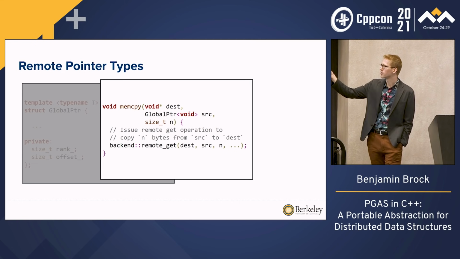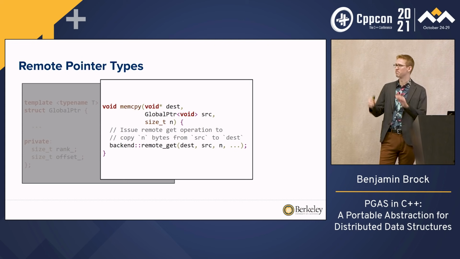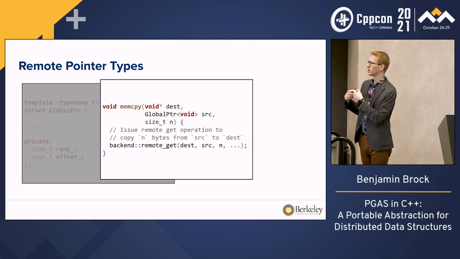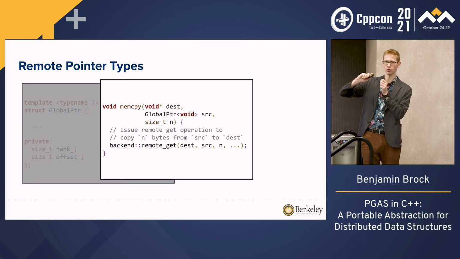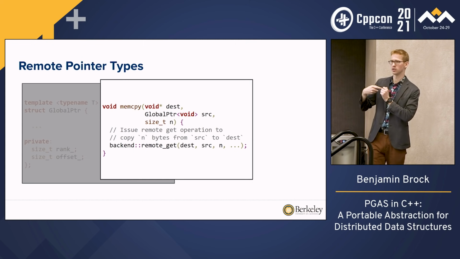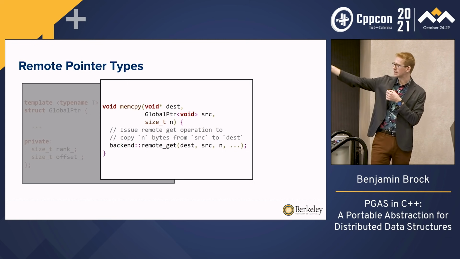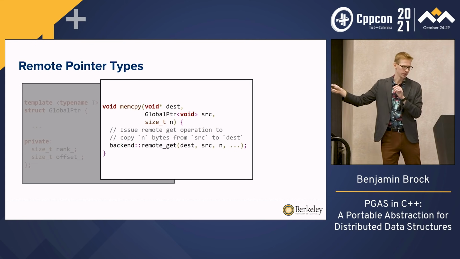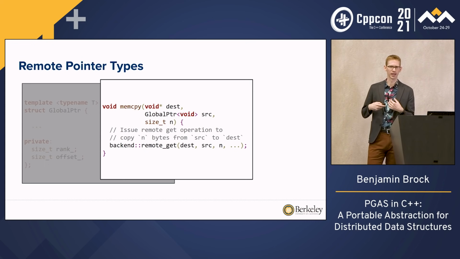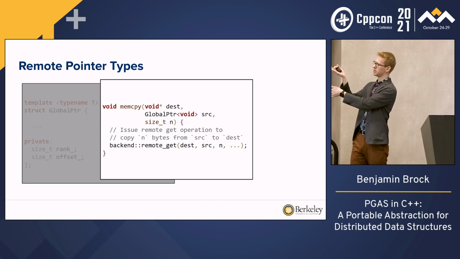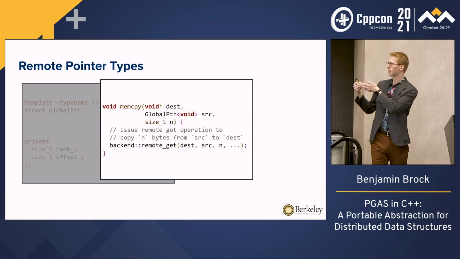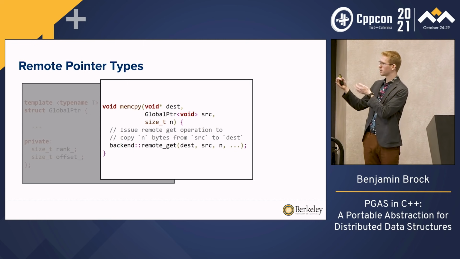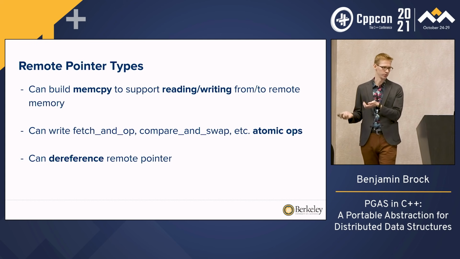So we can implement a memcopy function. Here we have a remote pointer, and we want to read data from that pointer. So we're copying from source, which is a remote location, to dest, which is a local location. So in our actual implementation, we end up calling a remote get function. This is going to be executed in RDMA, and then we can get the data. And you can imagine how we might flip the types of the dest and the source, and then we're doing a remote put instead. And you can also implement fetch and add and other operations using your remote pointer type.